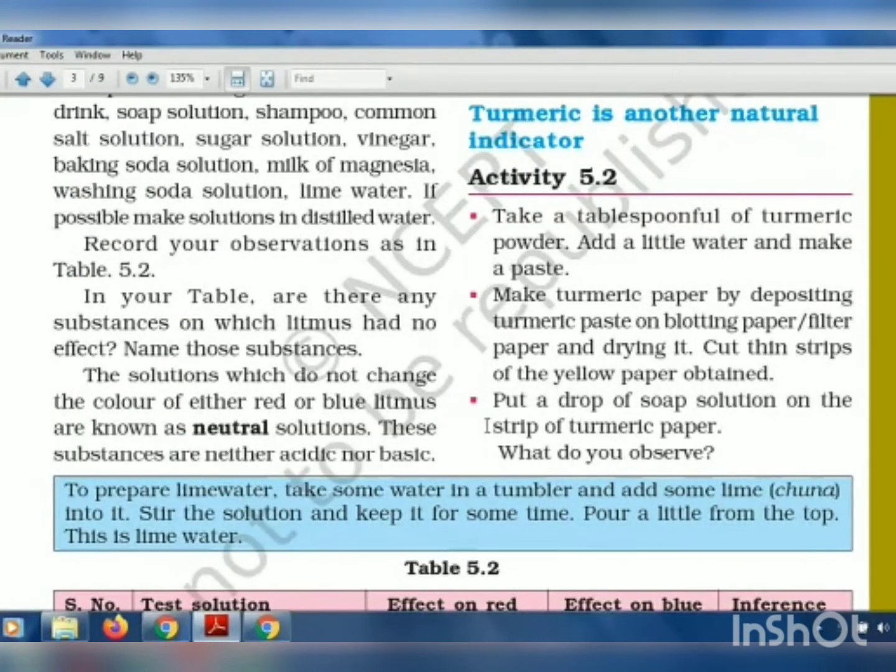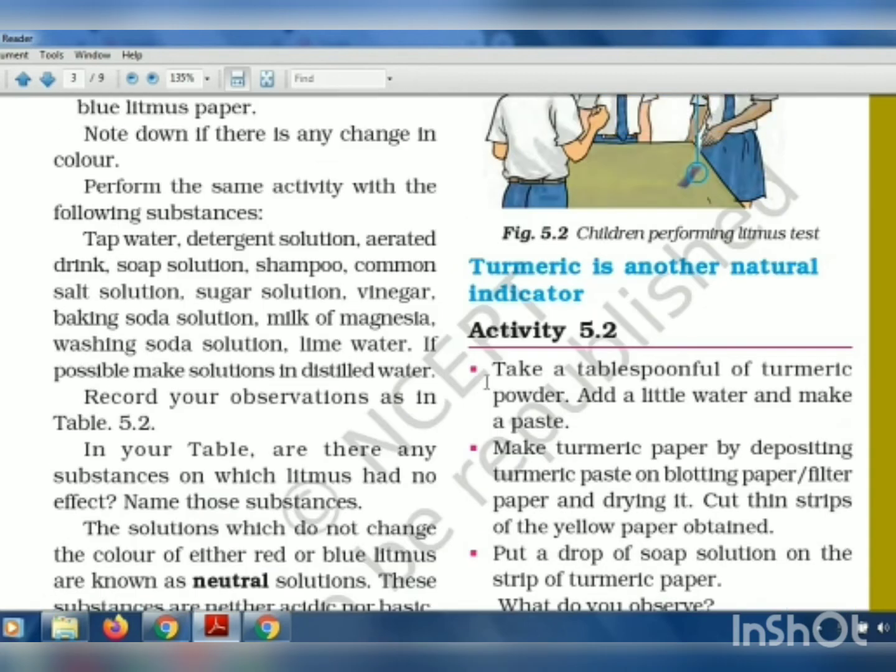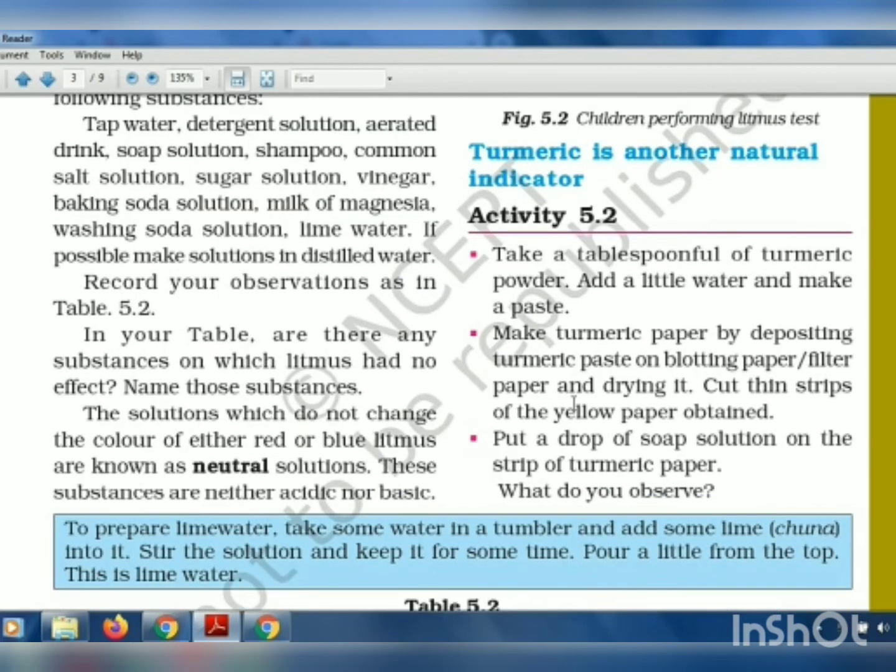Yes. So now we discussed one type of indicator, that is the litmus. Now we'll move further and discuss the second indicator, a naturally occurring indicator, that is the turmeric, that is haldi, which you can get very easily, right? How can you test using that whether a solution is acidic or basic?